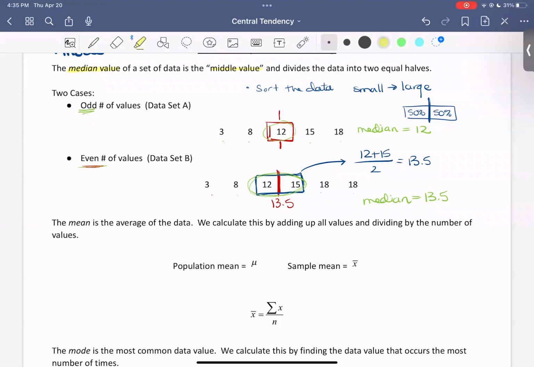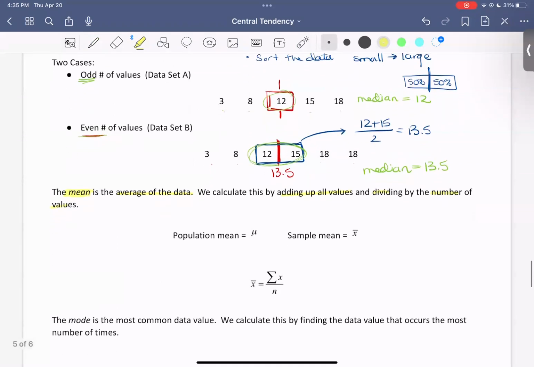Now let's consider the mean or average of a data set. So the mean is our next measure of central tendency. It's also known as the average of the data. And we calculate this by adding up all of the values and dividing by the number of values that we have. So here's some notation that I want to introduce.